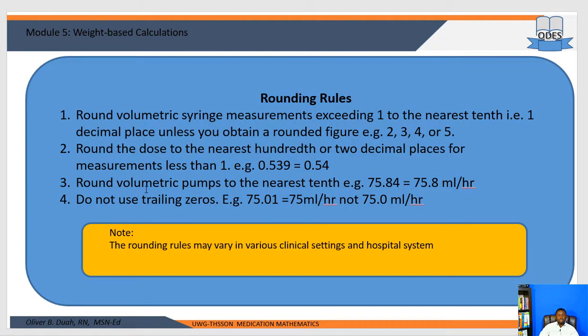For our rounding rules, we are going to round anything that is greater than 1 to the nearest tenth, and anything below 1 to the hundredth. And so that will be 2 decimal places. So if it's greater than 1, you are going to round it to 1 decimal place or to the 10th, and then if it's less than 1, to the 100th or 2 decimal places.